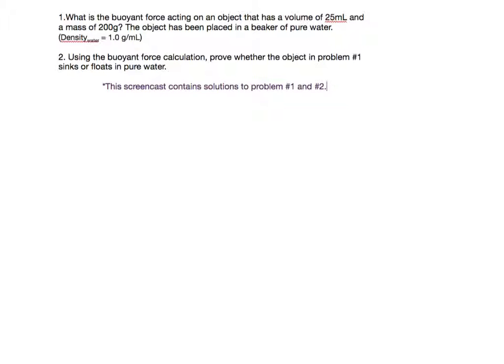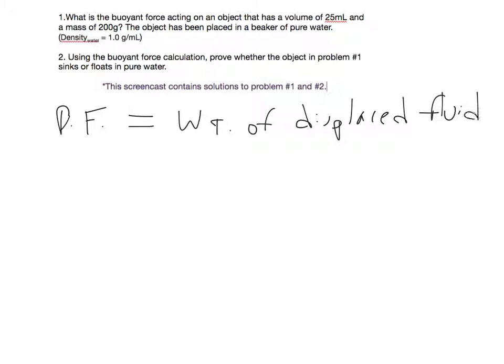So, maybe a flowchart way to think about this. What we need to know is the buoyant force, right? So the buoyant force, if you recall, is the weight of the displaced fluid. In this case, it'll be water. In this case, we have to find the mass of the water displaced by the object, right? We know that the object itself has a mass of 200 grams, but that's what we're going to compare to the buoyant force at the very end.